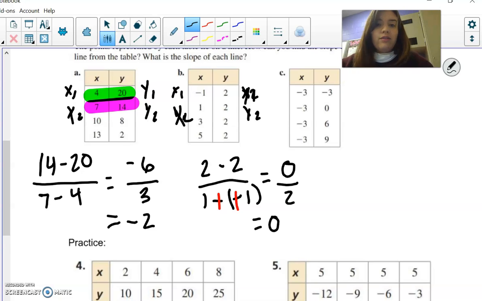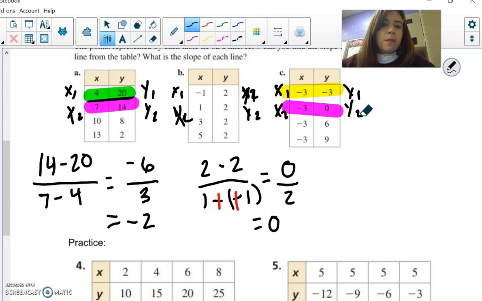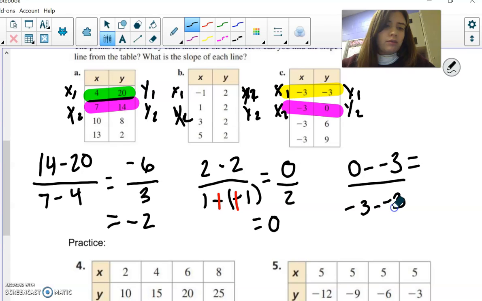So now we have our last example. And we have our negative 3, and negative 3, 0. So this is going to be my x1, my y1, my x2, and my y2. So we're going to take 0 minus negative 3 over negative 3 minus negative 3.